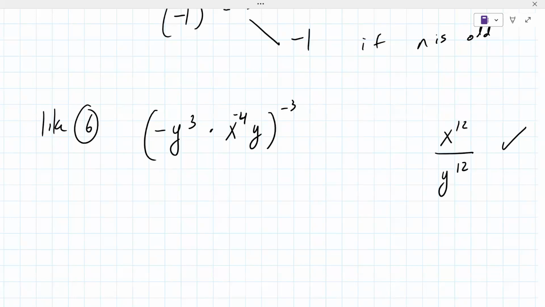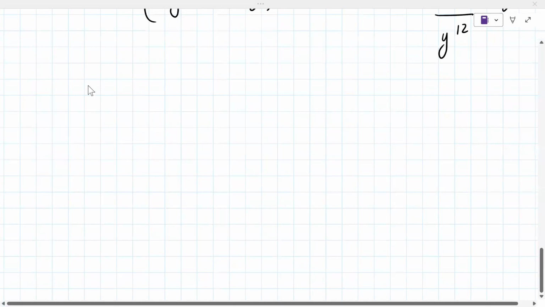7 looks good. Wait, is that a negative in your answer? Yes, negative 16 over x to the 6th power.